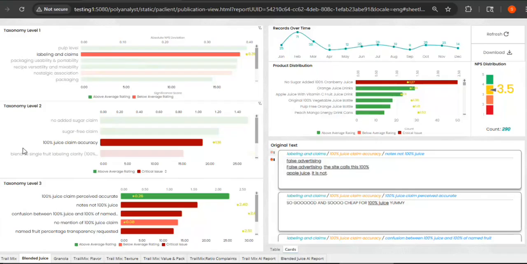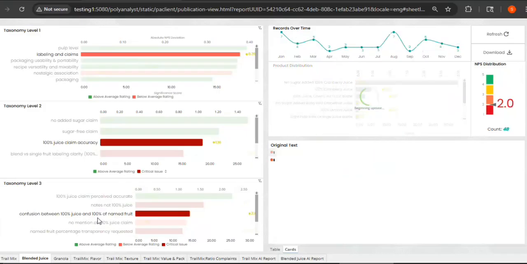So it's uncovering a major issue here. We see actually within the 100% juice claims category, the top negative drivers are, again, no, it's not 100% juice. And here's an interesting one. Confusion between 100% juice and 100% of named fruit.